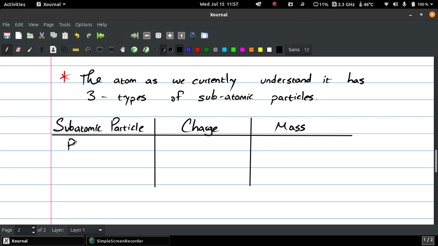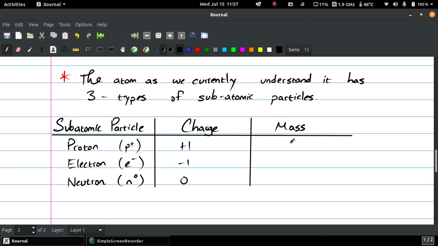Okay, so first one is the proton. The proton is represented by P+. We have the electron. That is represented by E negative. And then we have the neutron, which is N0. Alright, so our charge for a proton is +1. Our charge for an electron is -1. Opposites attract. And then our neutron is a 0 charge particle.